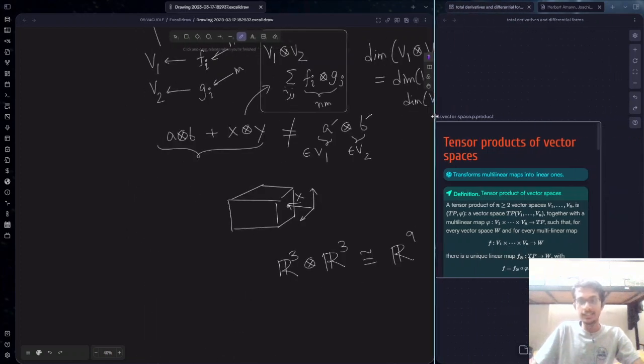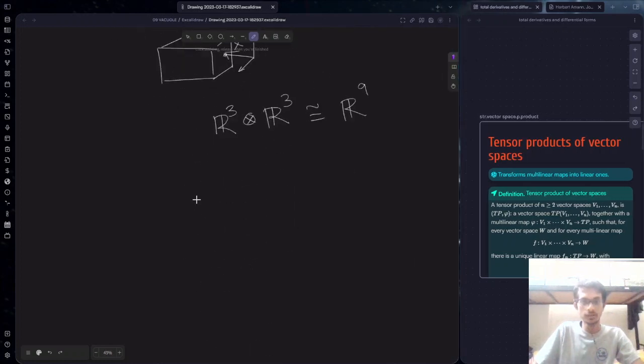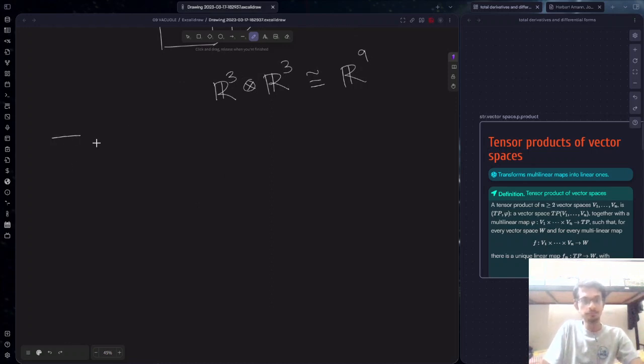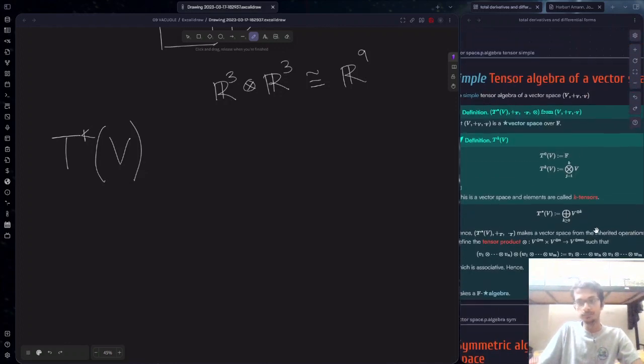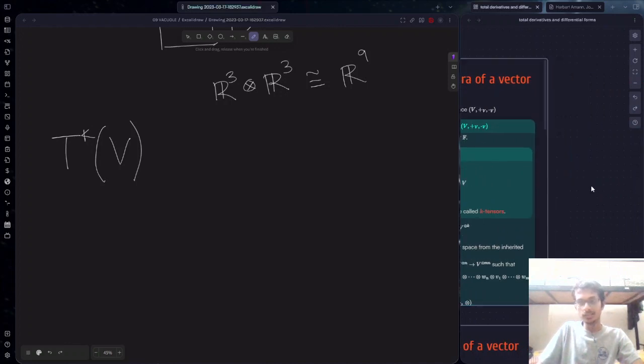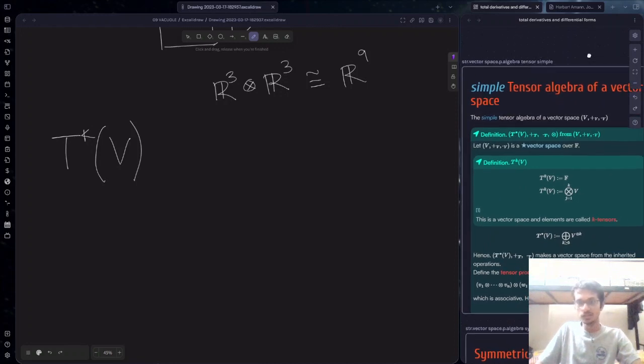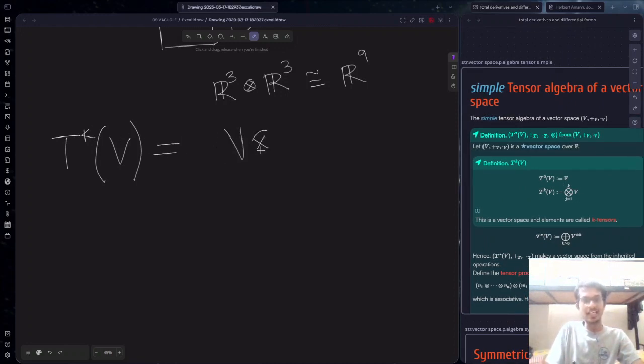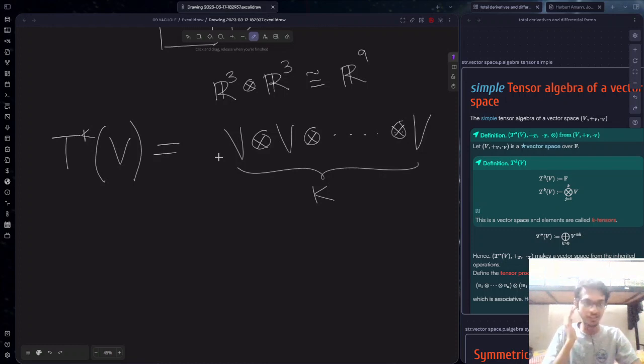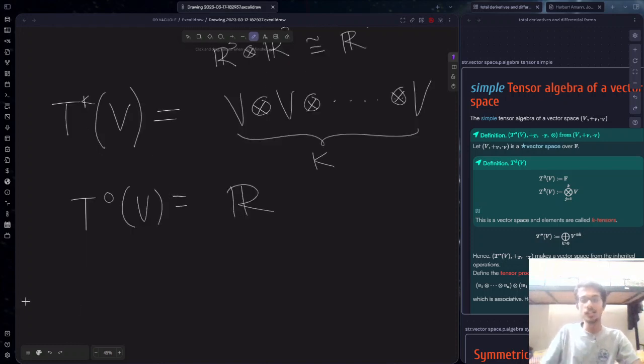Now, if I have this, then I can construct the actual tensors. I call it the simple tensor algebra of a vector space, because there is another one which is used in other places, but this is also used. Just do the tensor product k times. If k is 0, you just take it to be the real numbers, and if it's 1, then you just have the vector space V, and if it's 2, then you have V tensor V, etc.